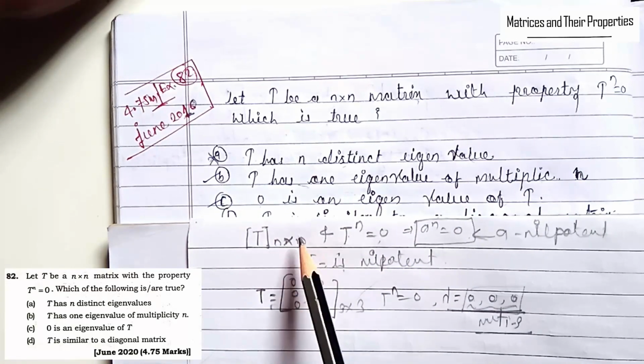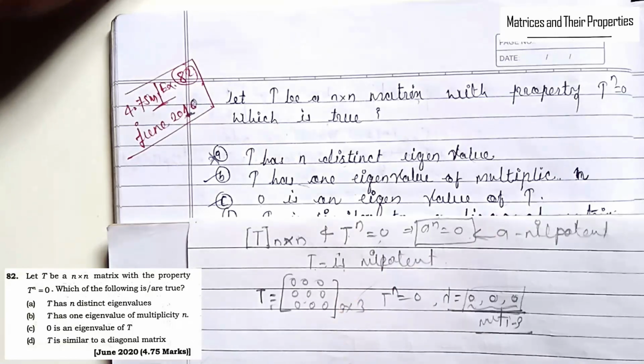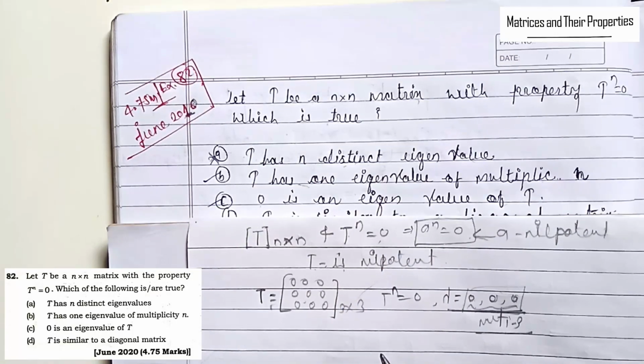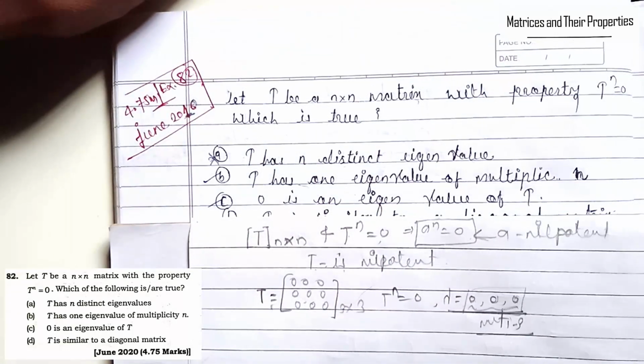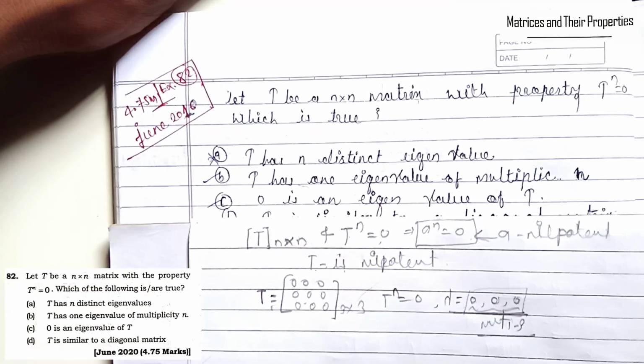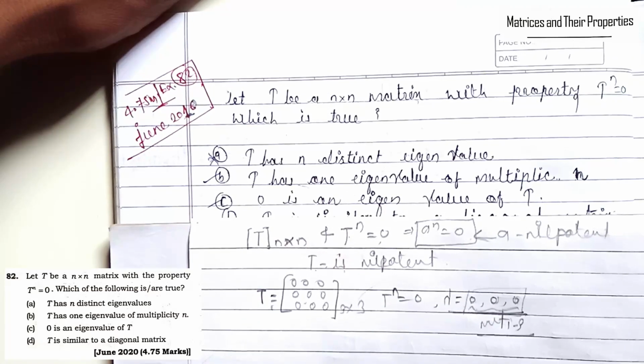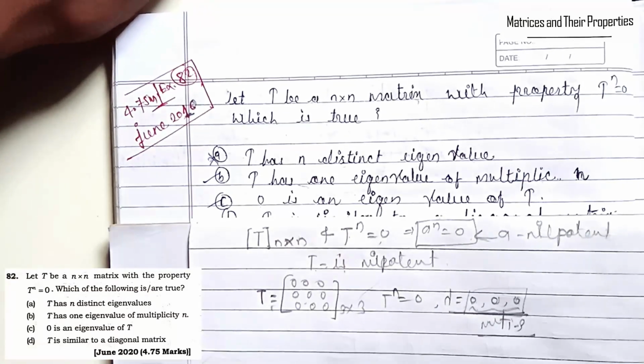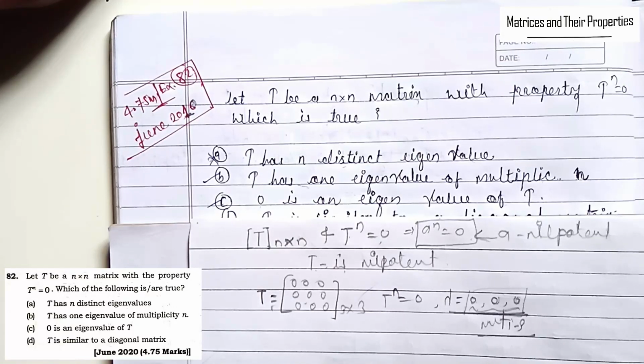Now let's move to the third one: 0 is an eigenvalue of T. Yes, surely it happens because it is a nilpotent matrix, so the diagonal elements have to be 0. If a diagonal element were non-zero, we could not get the nth power of T to be 0. So T raised to n is 0 means the only eigenvalue is 0. That means the determinant is also 0.